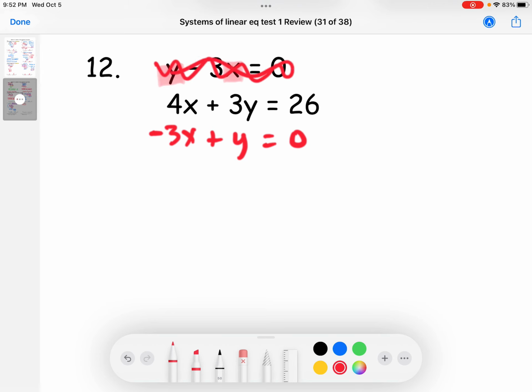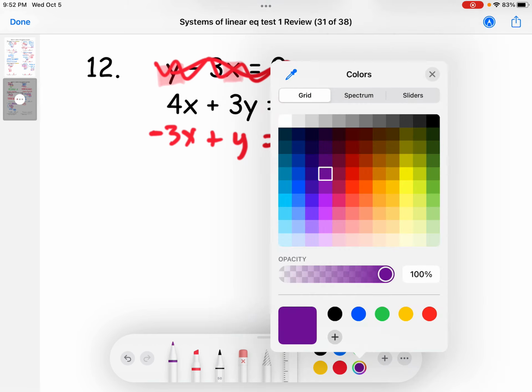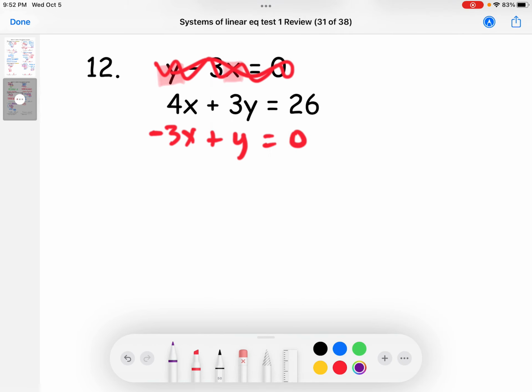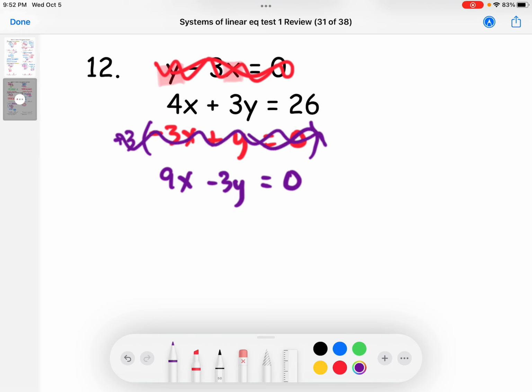I'm going to take that bottom equation and multiply it times negative 3 so that we can create opposites. If we do everything times negative 3, we're now going to have positive 9x, minus 3y, and 0 because that's still going to be the same. That means we're no longer dealing with this equation, we're dealing with this one down bottom. We add the equations together. The y's get eliminated.